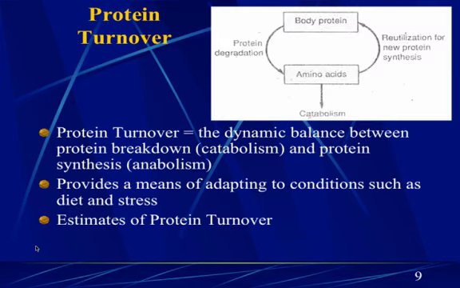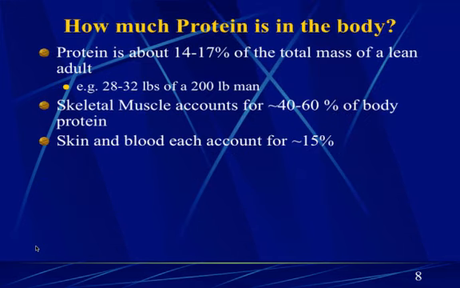For the last slide, did you mean skin and blood together are around 15%, or each of them are 15? Each are 15. So 30. Yep. That makes sense. Yeah, so it's pretty close.